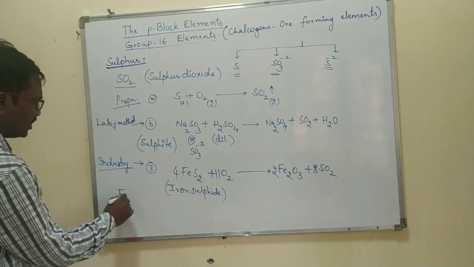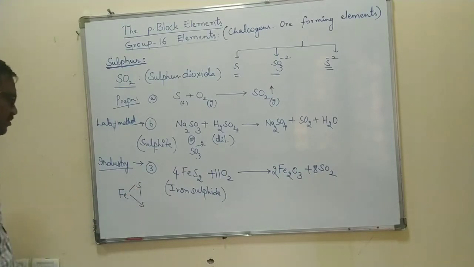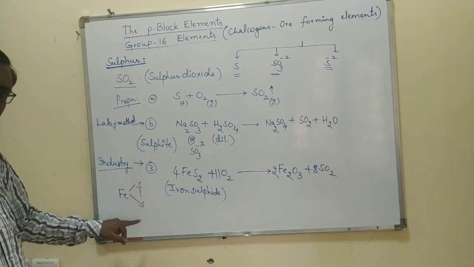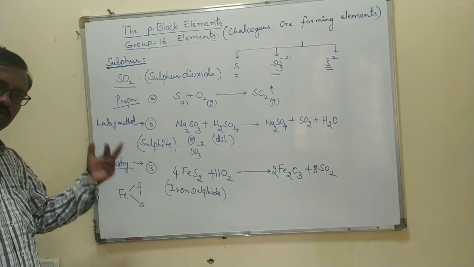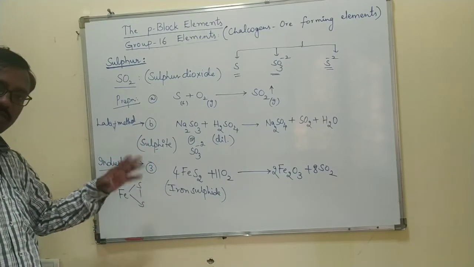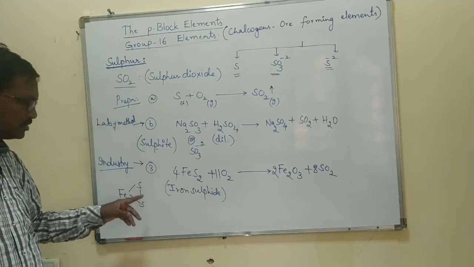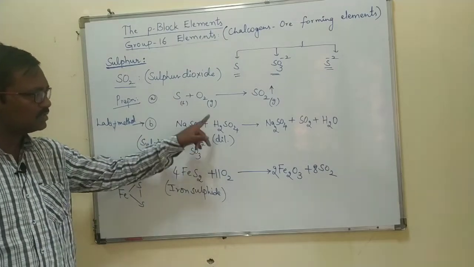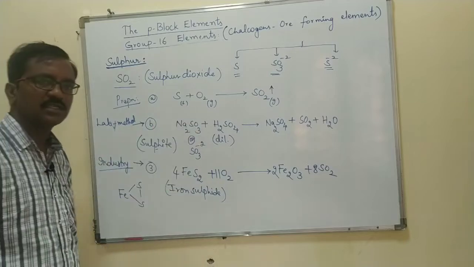You can write it as Fe=S. What is the oxidation state? Fe plus 2, sulfur forms 2 bonds. I told you, sulfur can form 2 bonds, 4 bonds, 6 bonds, right? So iron sulfide reacts with oxygen. So these are the preparation methods. Sulfur dioxide is a gas, right?